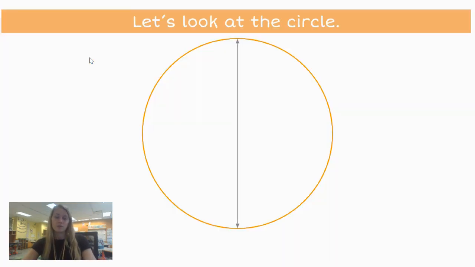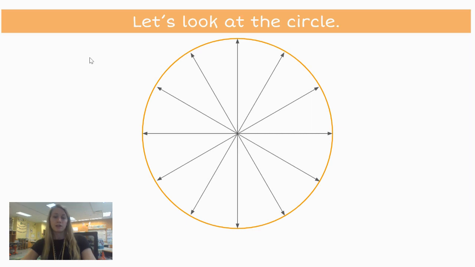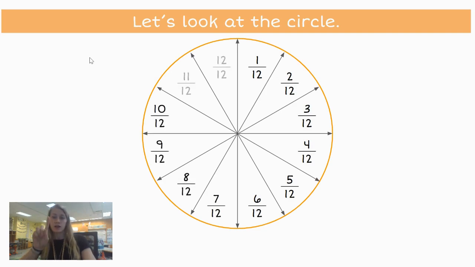Let's look at the circle. In the circle, we can divide it up into fractional pieces, 1/2, 1/4, and even into 12ths. Now what does this remind you of? If you said it reminds you of a clock, nice job. A clock can also be divided up into 12 parts. Think of time. It goes all the way till 12 o'clock.